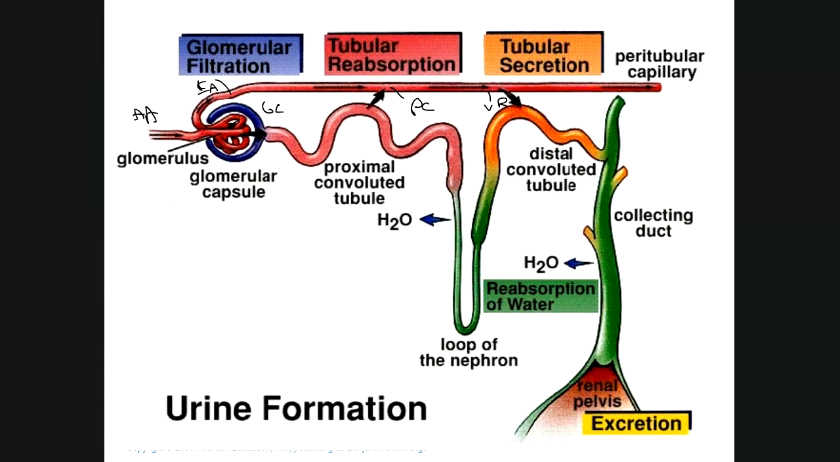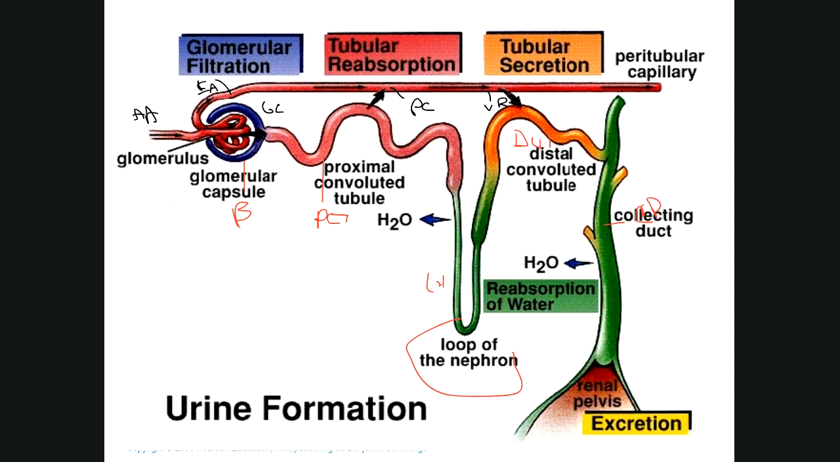And then we said that if you look at the tubular portion, it starts here. Remember, that's either called Bowman's capsule or the glomerular capsule. And then we have the proximal convoluted tubule, the loop of Henle, and then the distal convoluted tubule, and then finally the collecting duct.